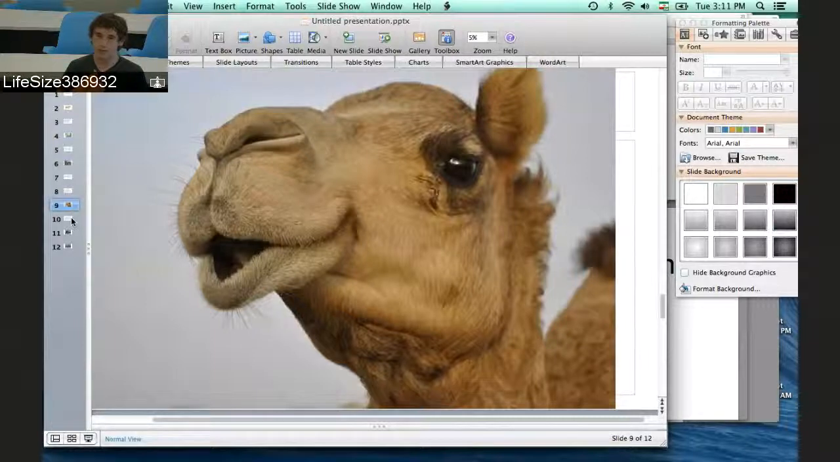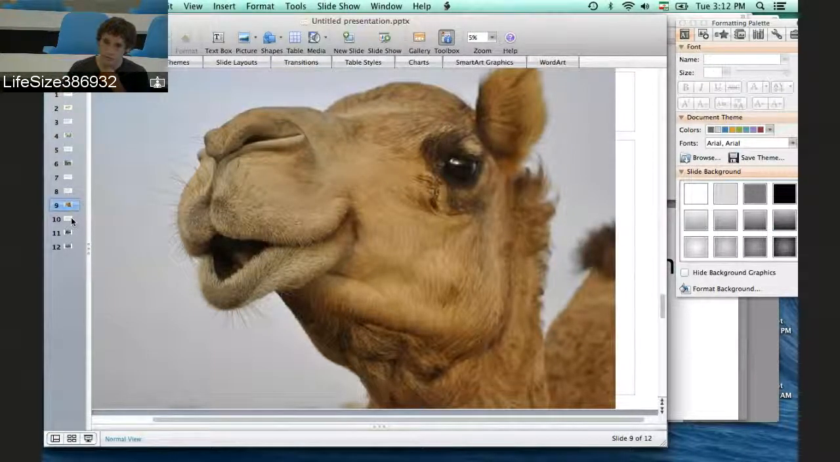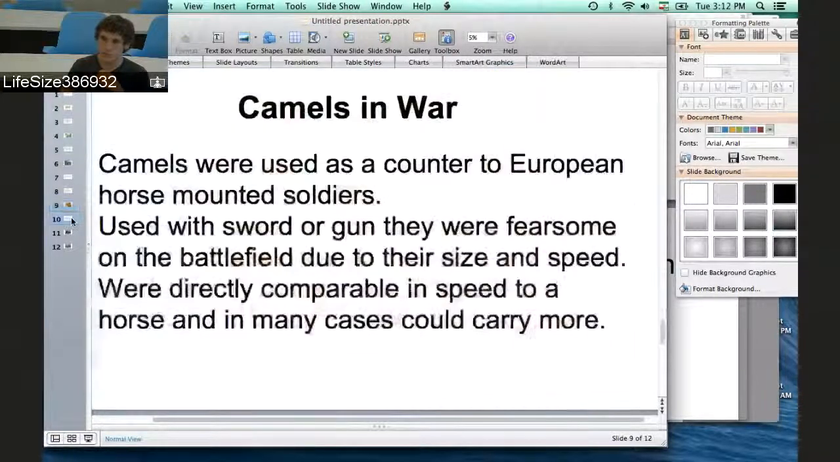That is a picture of a camel. So there are two types of camels: the Dromedary camel and then the Bactrian camel. The Dromedary is the one-humped, and the Bactrian is the two-humped camel. The Dromedary camel weighs about 1,100 pounds, whereas the Bactrian is about 2,000 pounds. And they can carry far more than a horse could ever carry.